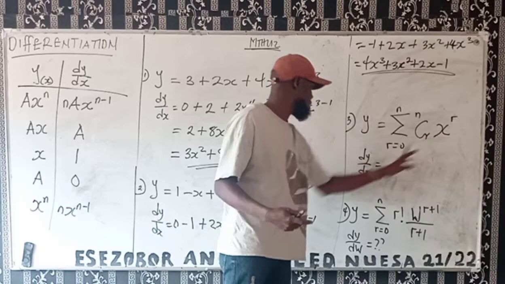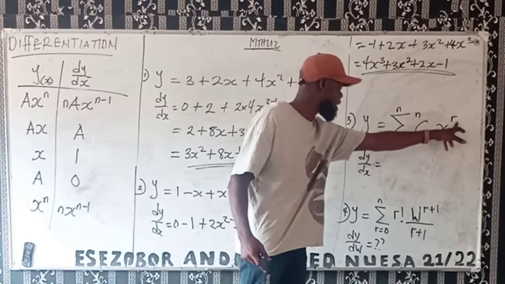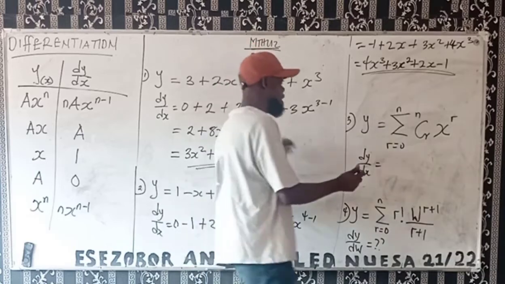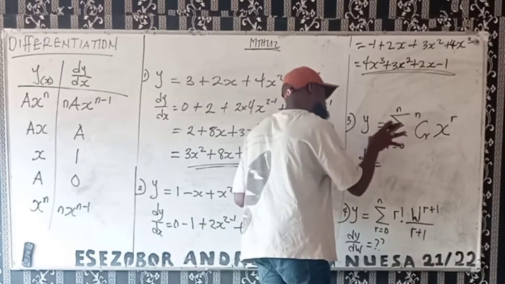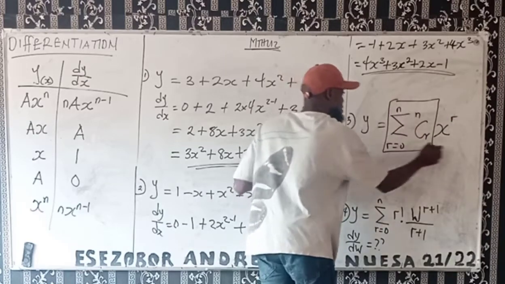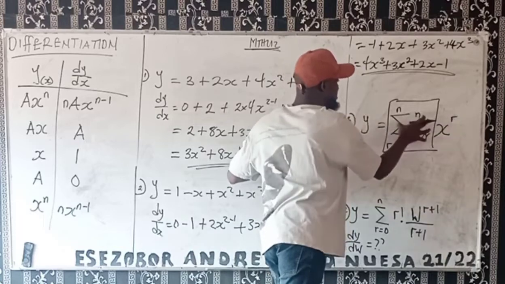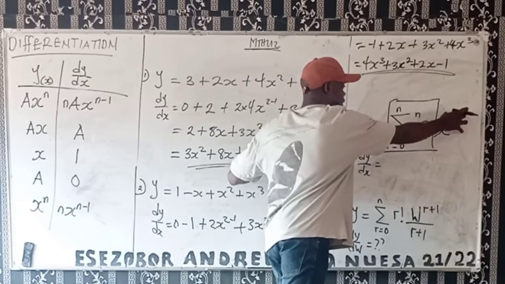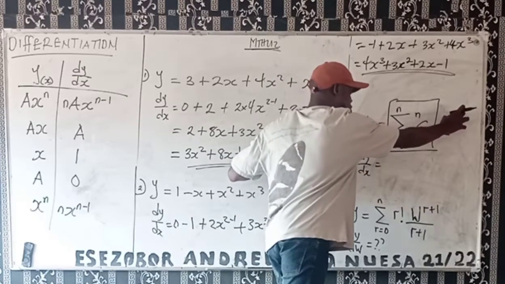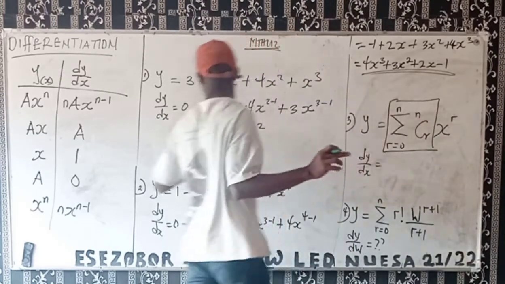Then we have x here. Remember, we are differentiating y with respect to x. So this is x to the power r. If you differentiate that now, the only thing functioning here is x to the power r. Everything else here is a constant value, the coefficient. So what you're going to do is use this power r to multiply the coefficient and remove 1 from the power.